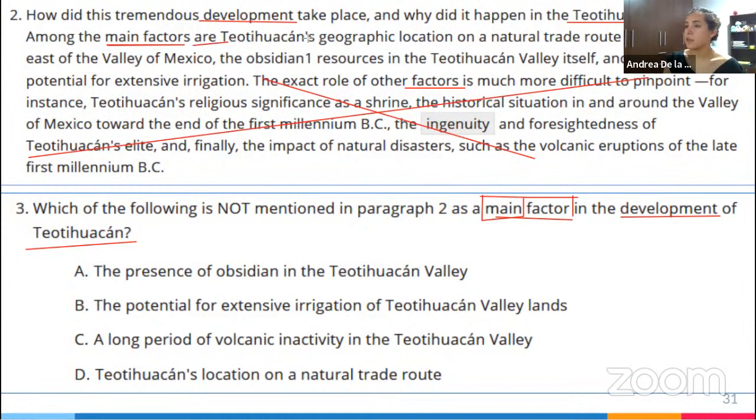Very convenient. Teotihuacan's geographic location on a natural trade route to the south and east of the Valley of Mexico. Once you have found one factor, one response, you go directly to the options and start searching for that same idea. You need to see if you have one option that says the exact same thing, but perhaps in different words. Do we have that option in the answer choices?